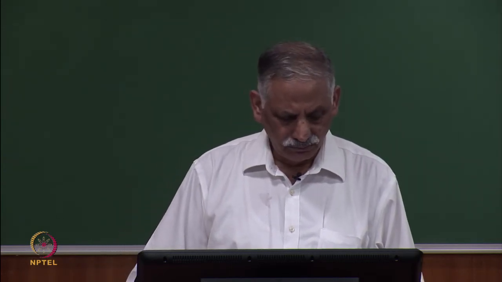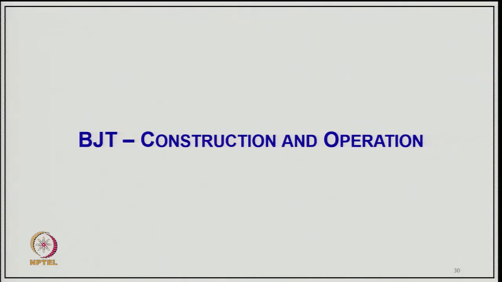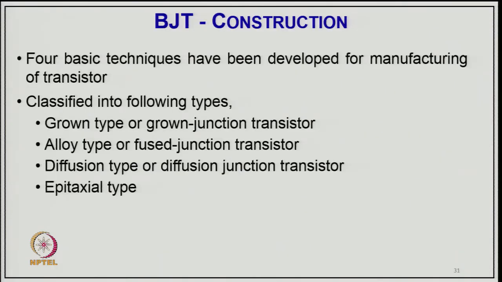Now, coming to the construction and operation of the BJT. There are 4 basic techniques that have been developed for manufacturing the transistor, this BJT, and the classification of these techniques is in these 4 types: grown junction transistor, alloy type or fused junction transistor, diffusion type or diffusion junction transistor, and epitaxial type transistor.